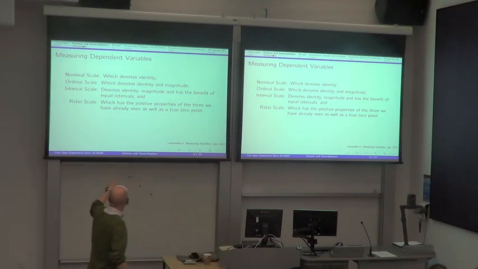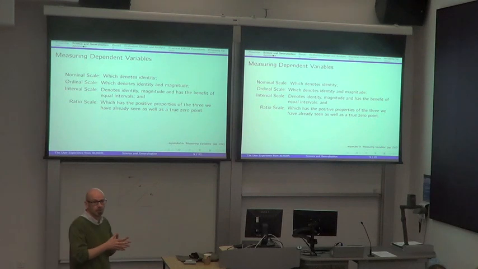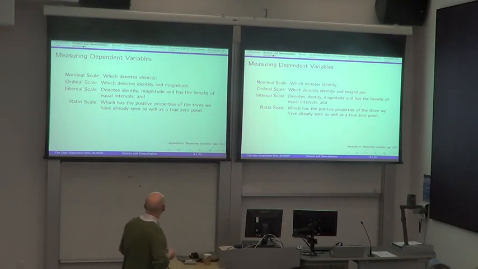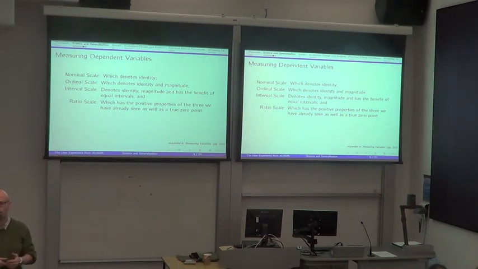Okay? Ordinal scale, which denotes identity and magnitude. Okay? So we might have something at 10 a.m. and something at 8 p.m. and something at 12 p.m. Okay? You've then got an interval scale, but this has the benefit of equal intervals. Okay, so the intervals between each of those things are equal. And then you've got the ratio scale.